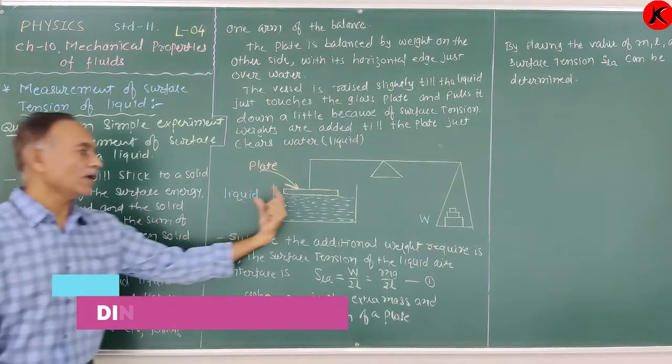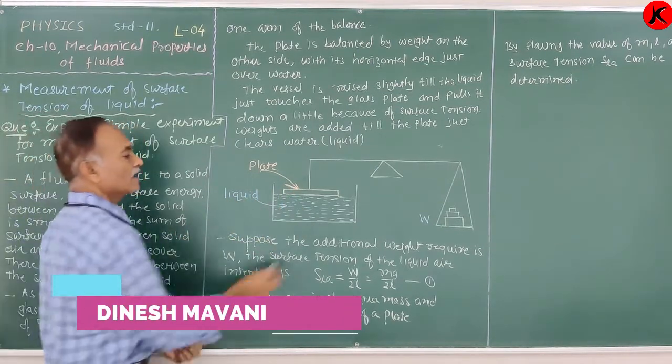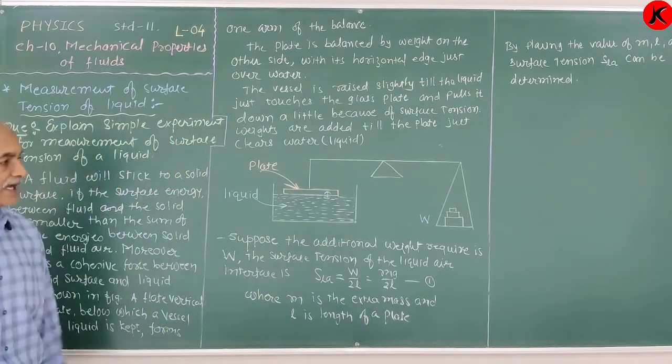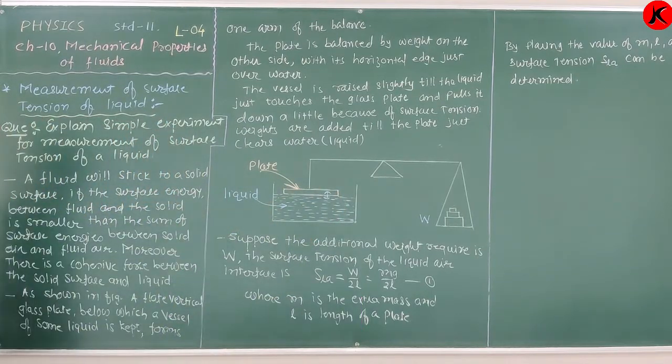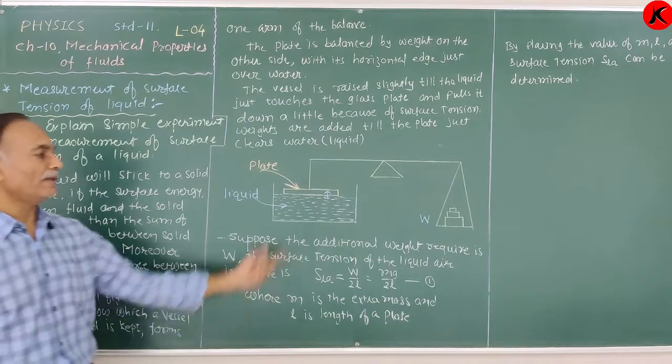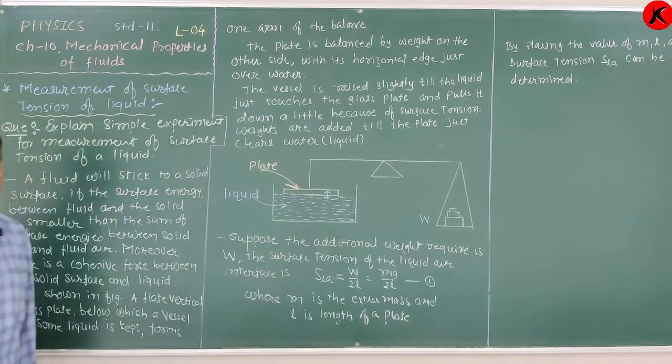Moreover, there is the cohesive force between the molecules of the glass plate and the molecules of a liquid. Now, it's shown in the figure. A flat vertical glass plate, below which a vessel of some liquid is kept. One arm of a simple balance is formed by a glass plate.